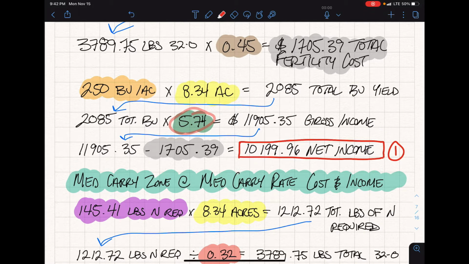So as we carry our gross income number down and subtract out our total fertility cost, which you can see again is marked in gray, we carry that down. So $11,905.35 minus $1,705.39 gives us a total net income for the first zone of $10,199.96. You can see it marked in the red box here and marked by the number 1.